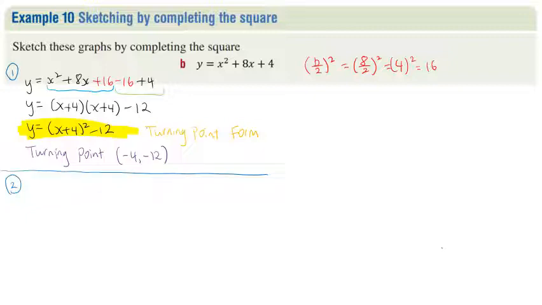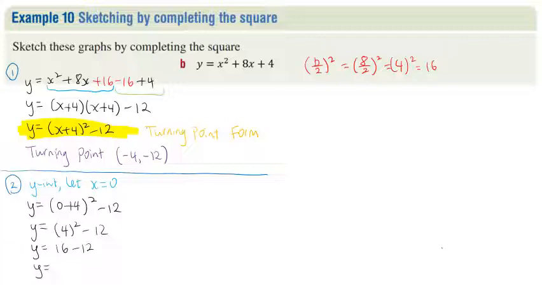My next step, number 2, is to find my y-intercept. So let x equal 0. So I've got y equals, and remember, I'm using the turning point form to do this, I think it's easier. y equals 4 squared minus 12. y equals 16 minus 12. y equals 4. So that's my y-intercept. Then step number 3 is to find the x-intercepts.